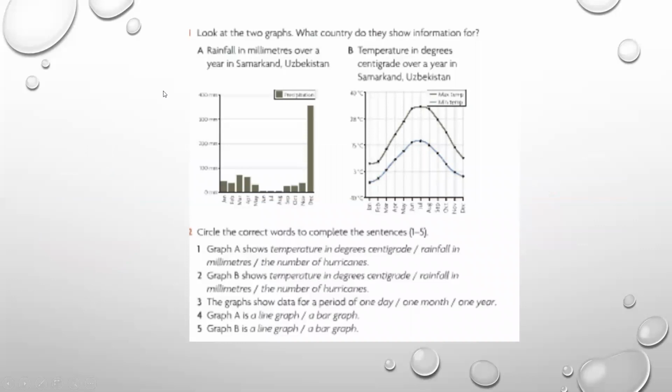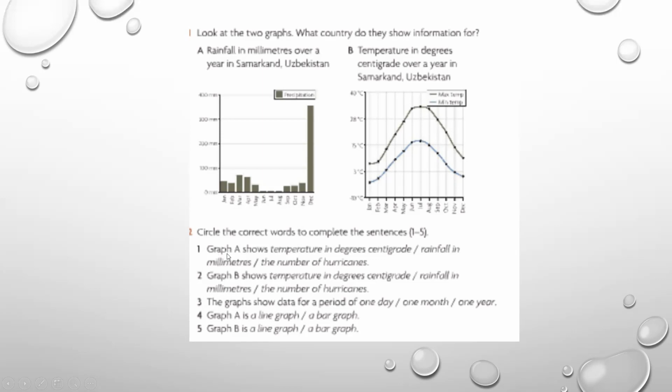Now, let's look at the two graphs here. At first, what country do they show information for? I'm reading it for you. This is a graph. What kind of graph? And there is a name. The first graph shows rainfall in millimeters over 1 year in Samarkand, Uzbekistan. The second graph is temperatures in degrees centigrade over 1 year in Samarkand, Uzbekistan. So, what is the country of the information?